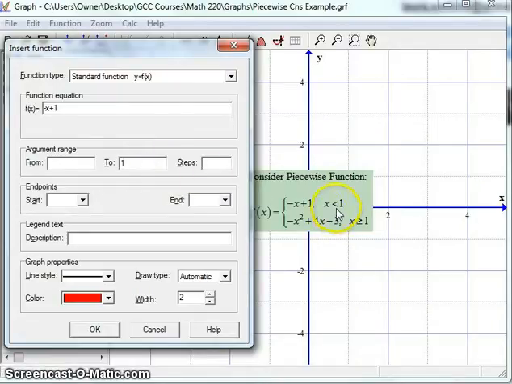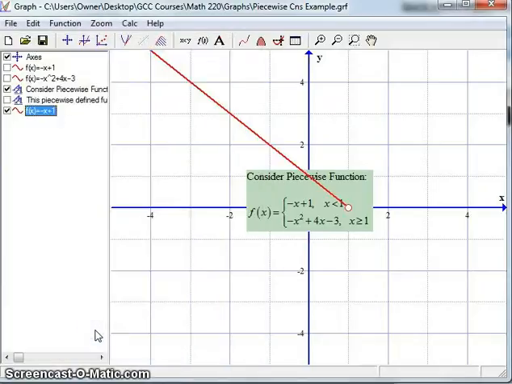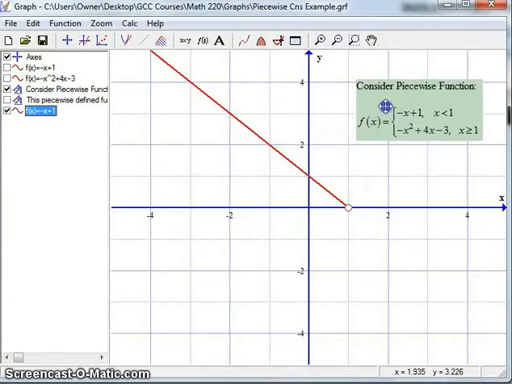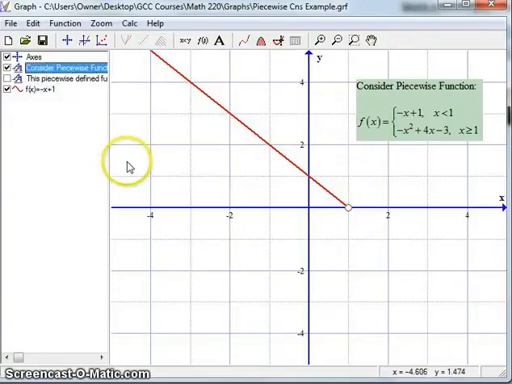Now, if we look at our definition here, it does not include the value at 1. So I'm going to end my graph with an open circle. Now I'll go ahead and click OK. And that's what the first piece looks like. I'm going to go ahead and scoot this up over here into this corner so that we can now look at the second piece. So now we want to graph the second piece.